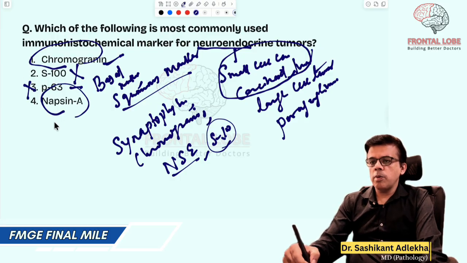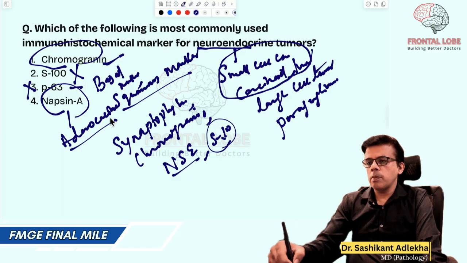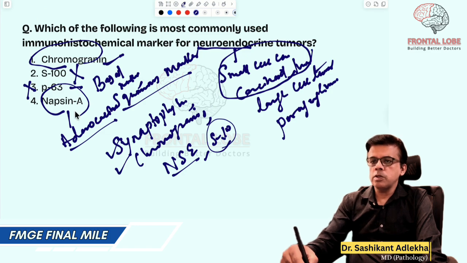Now nepsin A may be present in some of the cancers like adenocarcinomas. It may be positive, but it is not the marker for neuroendocrine cells. So the neuroendocrine cells' positive markers are synaptophysin and chromogranin. So out of these, here the chromogranin is the option. So option 1 is the correct answer.